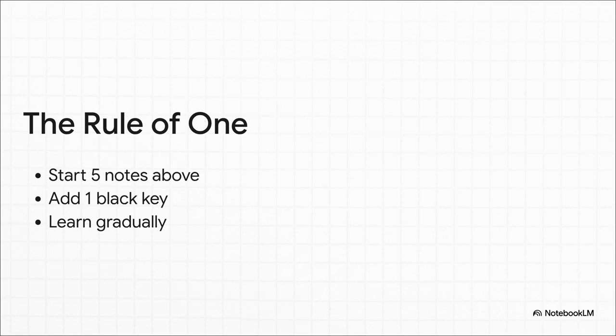So how does that map work in practice? Well, I call it the rule of 1. First, you start 5 notes above the last scale you learned. Second, when you do that, you end up adding just 1 new black key. This is a total game changer because it means you can learn music gradually. We're only ever adding just 1 new sharp at a time, which keeps things completely manageable. You never have to memorize a whole new set of complicated rules for every single scale.